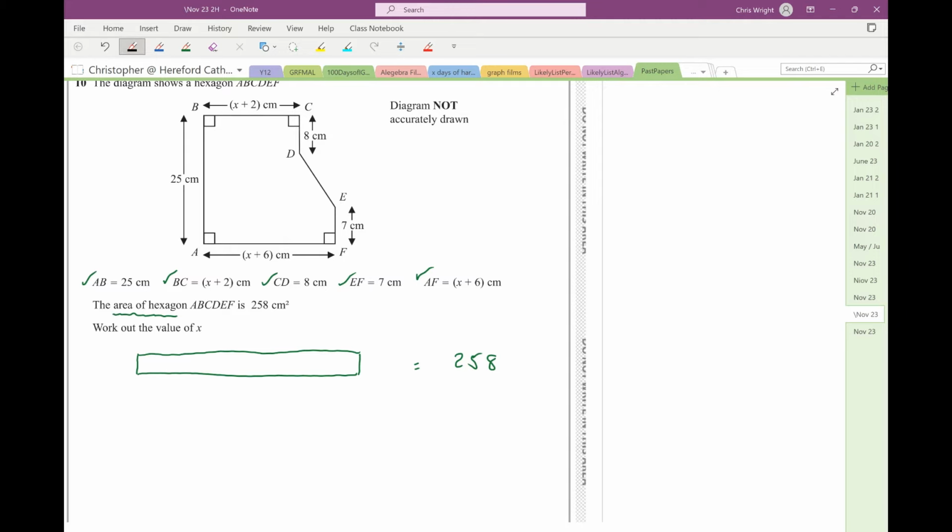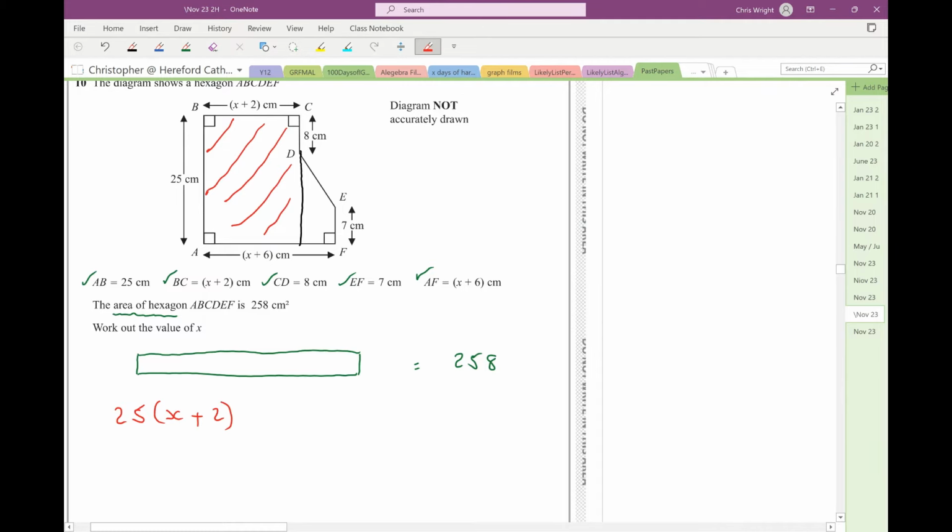So how would we find the area of this shape normally? Well, one thing we could do, I guess, is cut it off here. Then we could find the area of the rectangle on the left and the area of the trapezium on the right. Add them together, and that would be the area of the whole shape, wouldn't it? Let's start with this rectangle here. What's the area of that rectangle? Well, it's 25 high, so height is 25 times the width, x + 2, isn't it? So that's going to be 25(x + 2). That's the area of that rectangle.